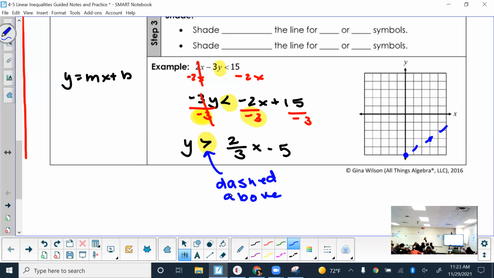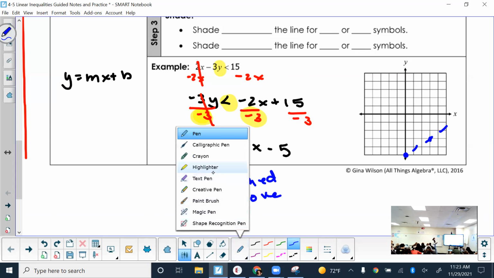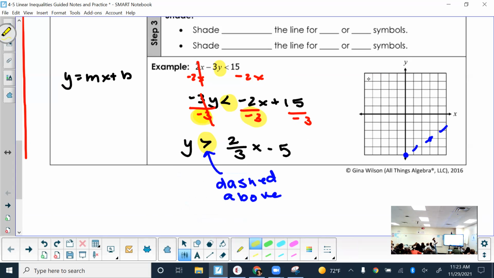Yeah, above. It's pretty easy to see which way is above here. Sometimes it does get confusing. So what I usually think of is you want y to be greater than the line. So you're going to highlight where y is bigger than the line, like bigger than the y-intercept.